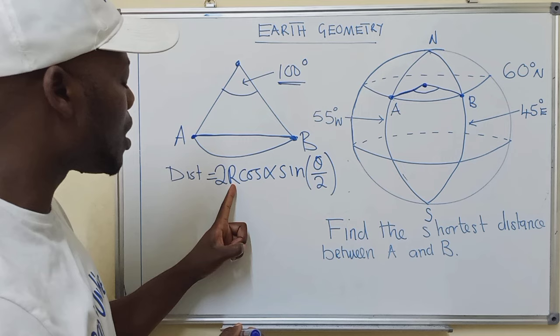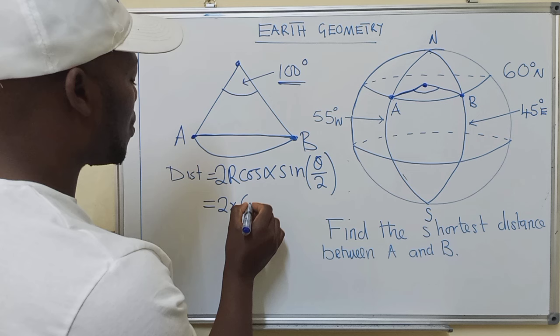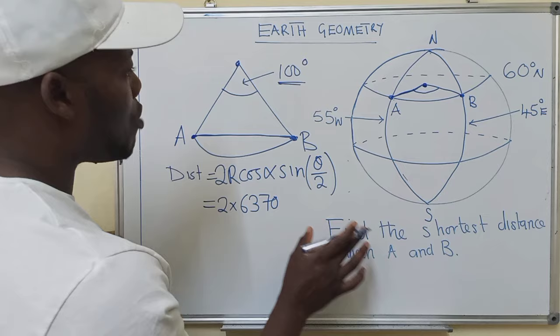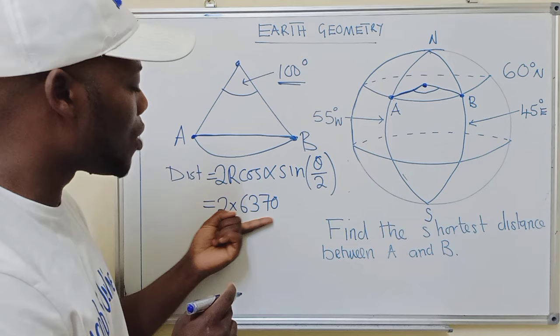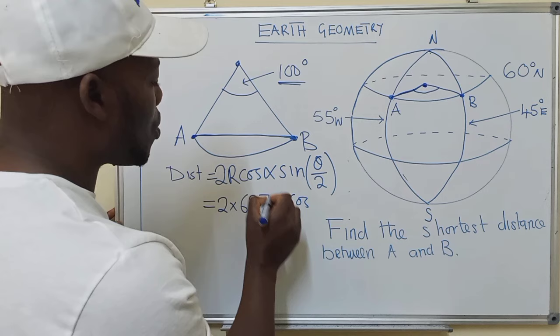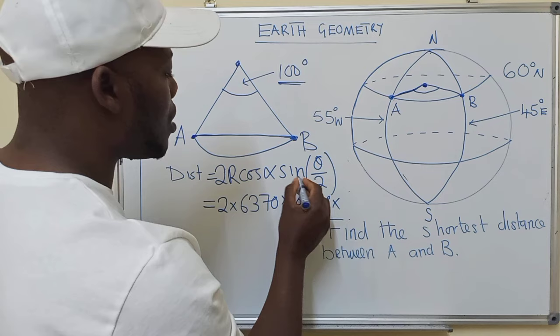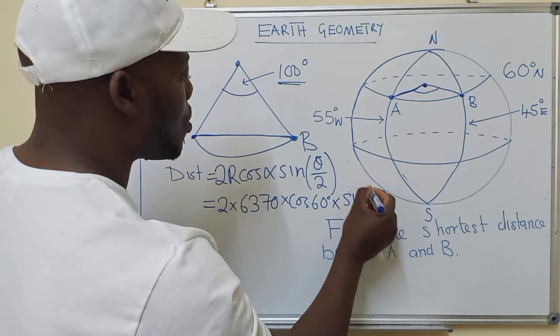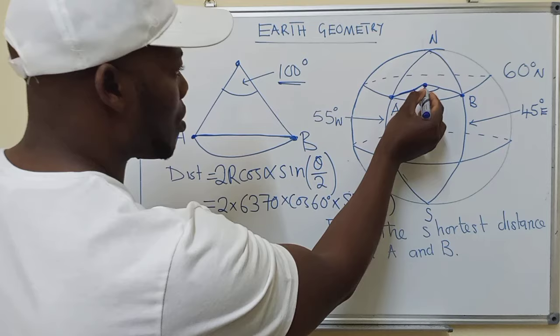Don't forget the R. So here we have 2 times R, which is 6,370 kilometers. Remember, you are given the radius in the question, in the exam, and this is an approximation of the radius of the Earth. Then we say cos, and what are you going to put here? It's right here, 60 degrees, times sine 100 over 2. This is theta, the angle which is here, which is 100.